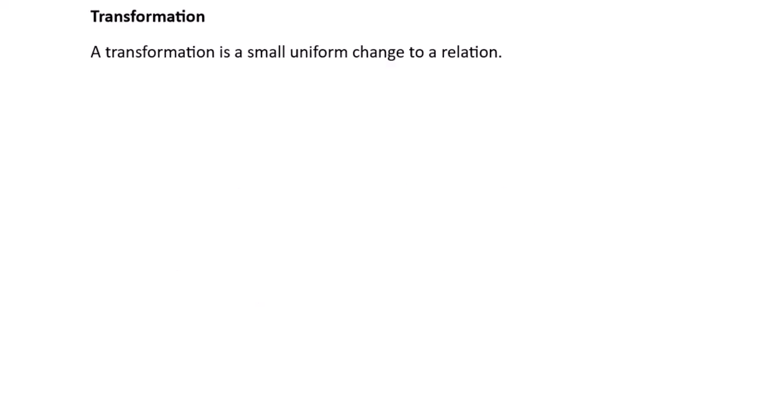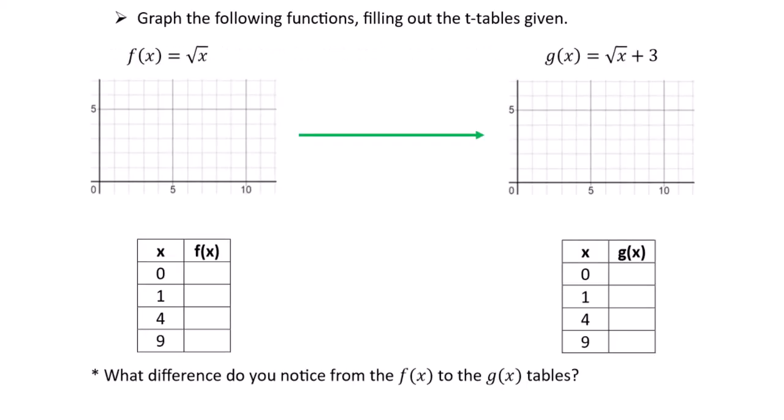Transformation. A transformation is a small, uniform change to a relation. Here is an example of one of the most simple transformations. Let's graph these functions and fill out the t-tables given.